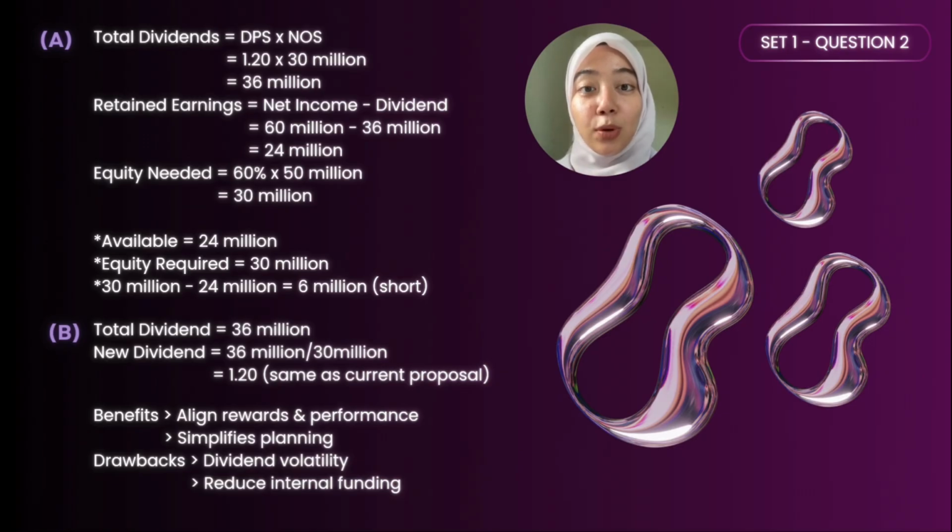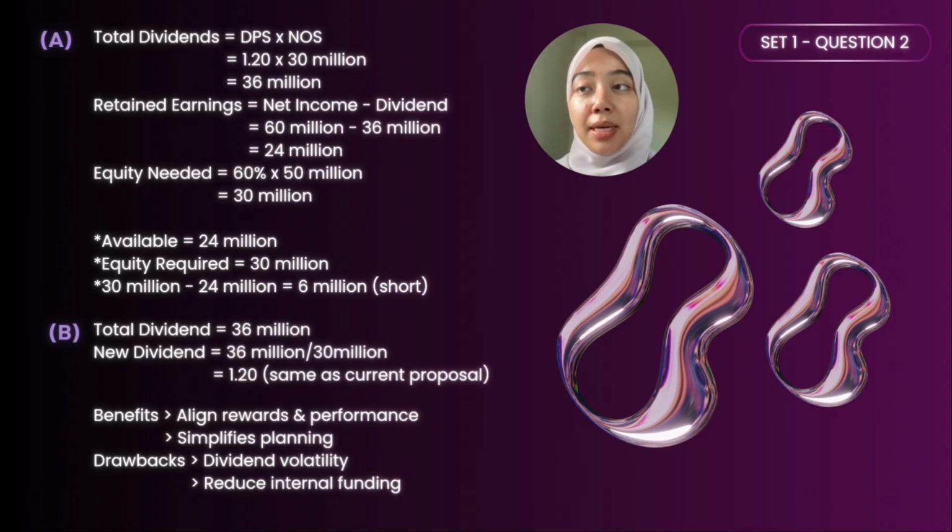Moving on to set 1 question 2. For part A, total with dividend, we get 36 million, which is 1.2 multiplied by 30 million. For the retained earning, we minus net income and dividend, 60 million minus 36 million, we get 24 million. For the equity needed, 60% times 50 million, we get 30 million in total. The available amount is 24 million, but the equity required is 30 million, which is short by 6 million.